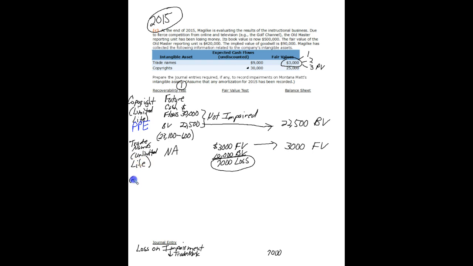Okay, and then the last one, goodwill. And again, we should test goodwill annually. It used to be, under the old rules, that we amortize goodwill. But now we don't do that. The FASB changed the rules. We don't amortize it, but we are to test annually for impairment.